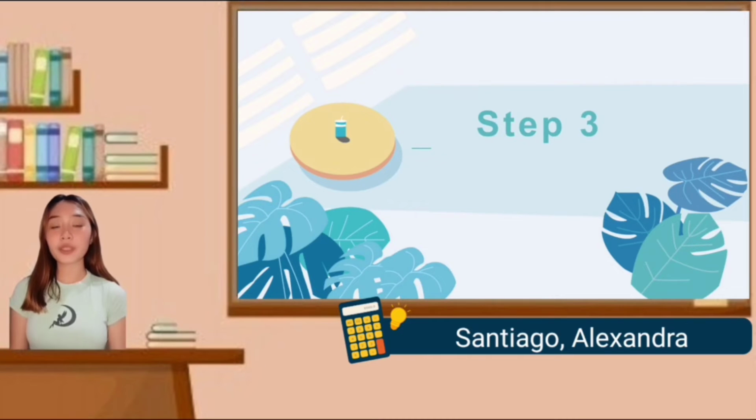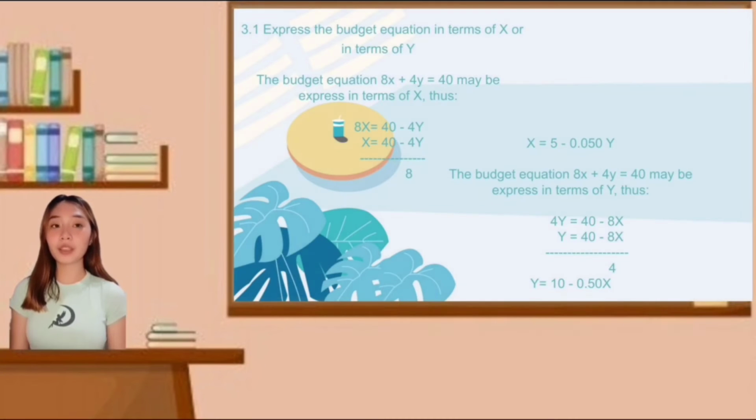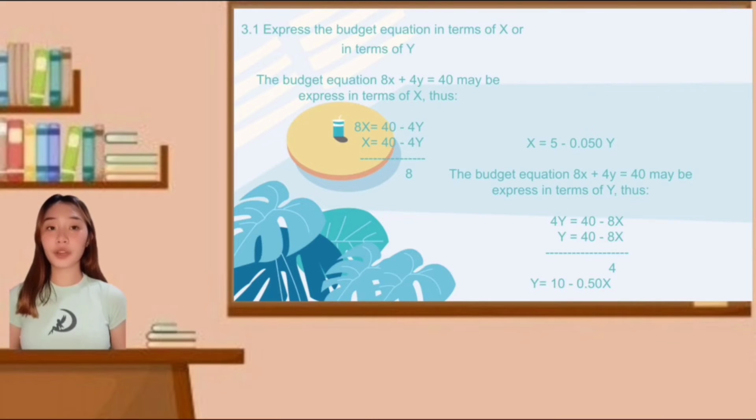Step 3. Compute CEP by expressing the budget equation in terms of X or in terms of Y. So the budget equation 8x plus 4y equals 40 may be expressed in terms of x. Thus, 8x equals 40 minus 4y. X equals (40 minus 4y) over 8. X is equal to 5 minus 0.50y.